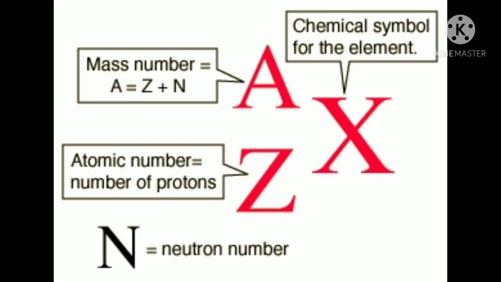Now there are different things in an atom. This is how we represent an element symbolically. X is the element's symbol, Z as the subscript is the atomic number, which is equal to the proton number, and A as the superscript is the mass number, which is equal to the number of protons and neutrons.